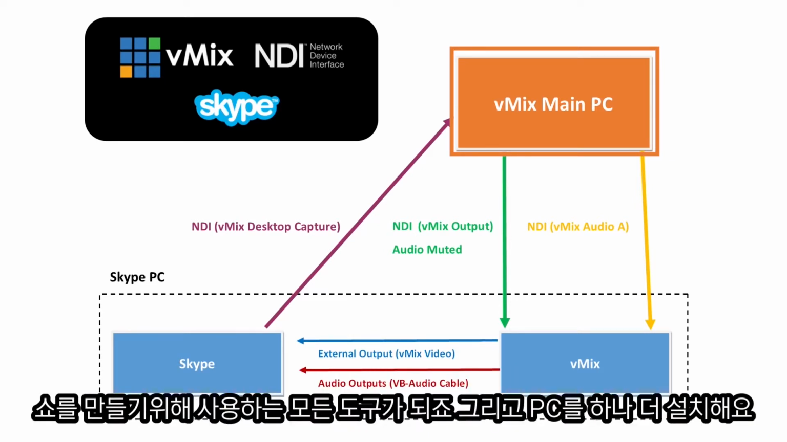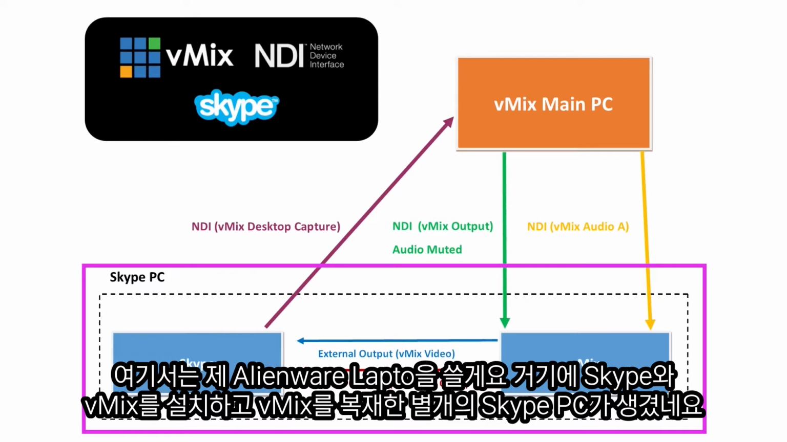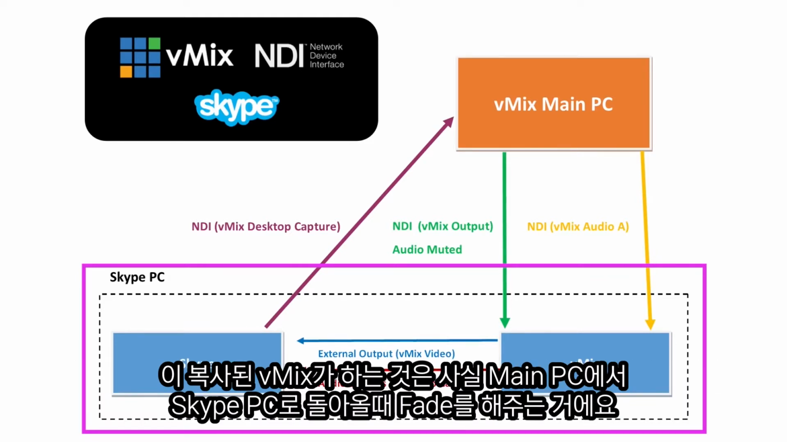And then we set up a separate PC or laptop. In this case, it was an Alienware laptop, and we just installed Skype on it and vMix. So we have Skype, a separate copy of vMix. For this scenario, you can use a copy of vMix Basic HD, which is a $60 version. That's all you need installed on the Skype PC.